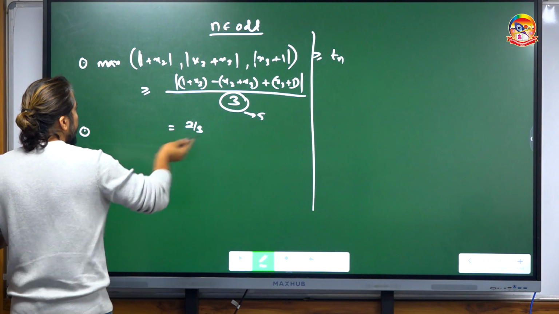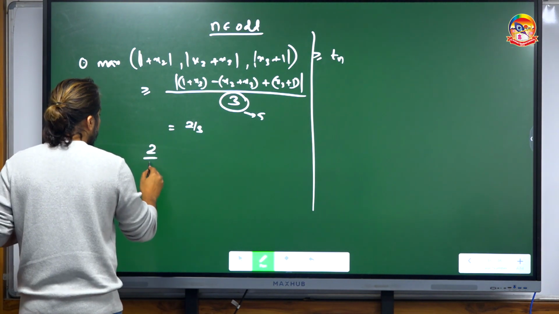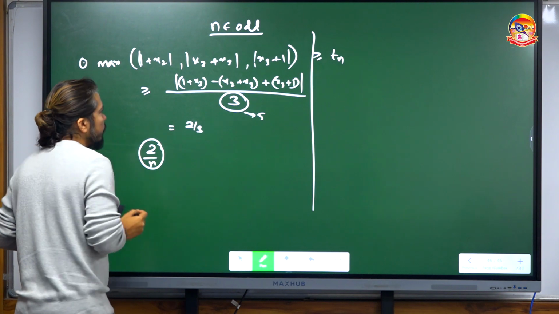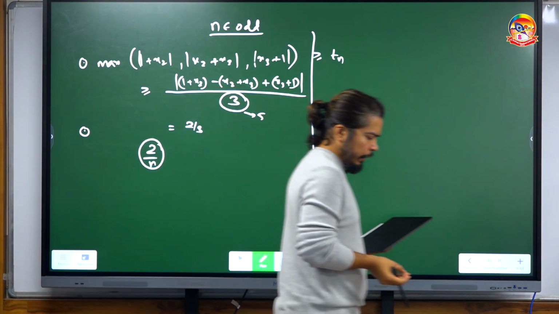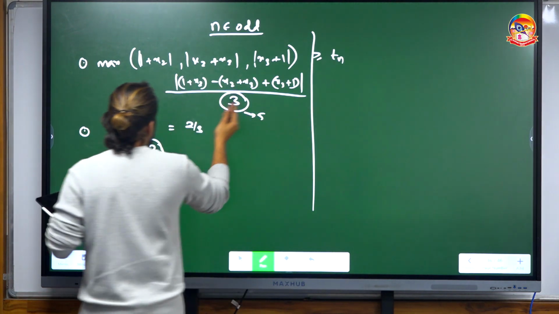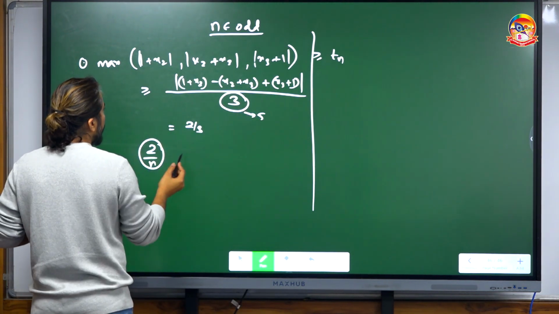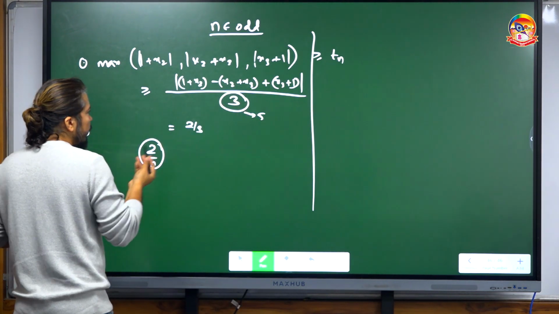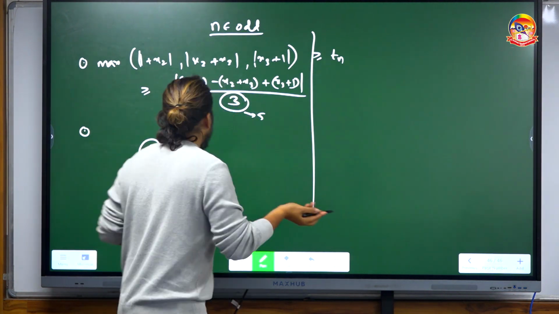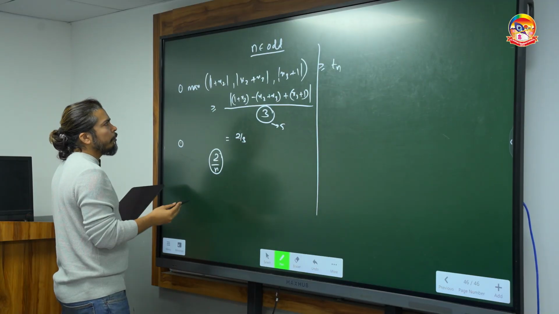Anyways, using this construction we can clearly see that 2 by n is the answer for Tn, and we can prove, using the same inequality, that this left hand side is greater than or equal to 2 by n, right? And how to construct that 2 by n? We can always go for these things. We can take the example of 5 numbers.